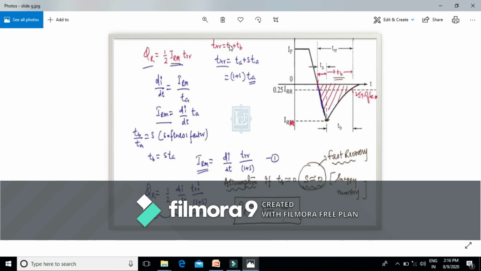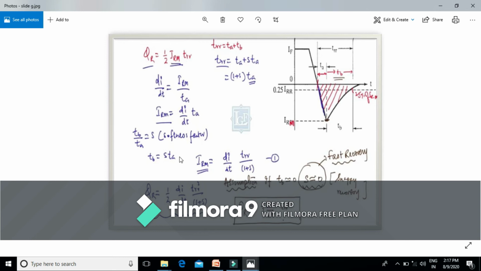In which the charge is stored in the depletion layer, and this is that interval in which the charge is stored in the outer semiconductor layers. This slope di/dt is equal to IRM divided by TA, or we can write this as IRM is equal to di/dt into TA. Here this TB upon TA is represented as the softness factor. This factor is a measure of the voltage transients that occur during the time the diode recovers.